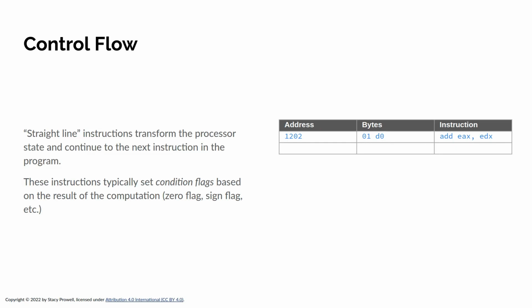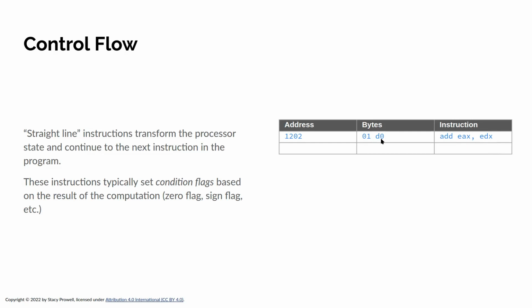So in this case, we have an instruction that says add EAX, EDX. So we're going to add the contents of these two registers together, and we're going to store the result in EAX. And in machine code, that looks like the bytes 01, D0. Nice and short, 2 bytes.